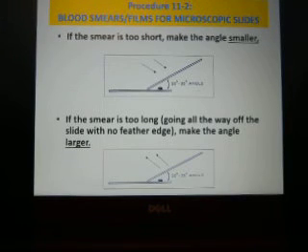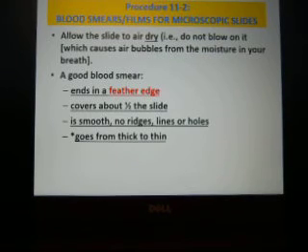So if the smear is too short, then you make the angle smaller. If the smear is too long and it's going straight off the end of the slide and you don't have a nice feathered edge down there, because it only should fill up about half of that slide, then you want to make your angle larger. So remember, these are the procedures. Don't blow on it or anything like that. You just want to let them air dry once you've made your smears.